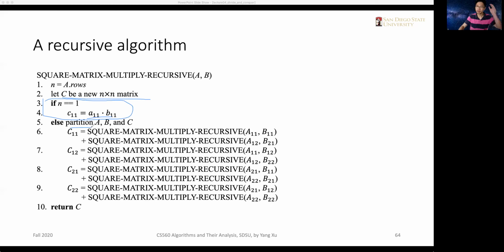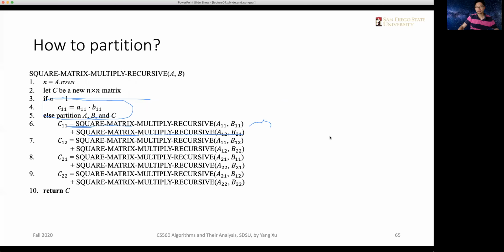Okay, so the partition is also not cheap, because we're dealing with matrices. We need to allocate space, and we need to specify the indices. So that's the cost for the dividing. Okay, and within each subproblem, we need to call the function itself recursively, but only on smaller cases here. That's the conquer and combine step.